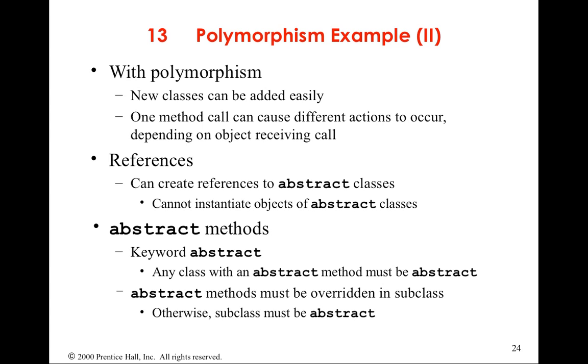Okay, so the keyword abstract is used. Any class with abstract methods must be abstract. Abstract methods must be overridden in the subclass. You can't not override them. Otherwise, the subclass must be abstract. So you can create an abstract class from an abstract class by not implementing them.